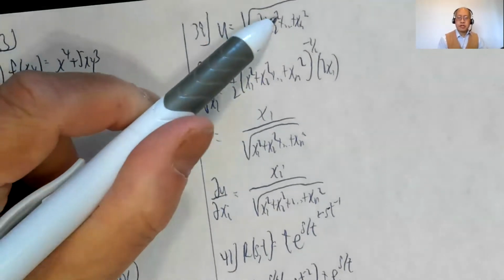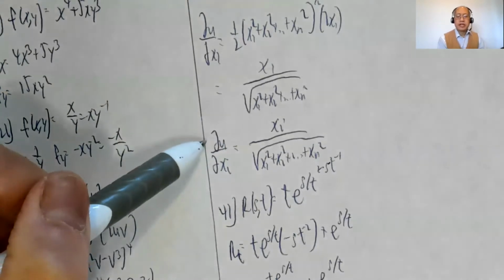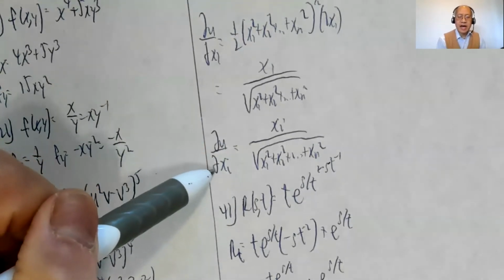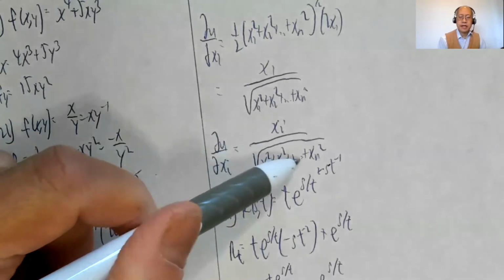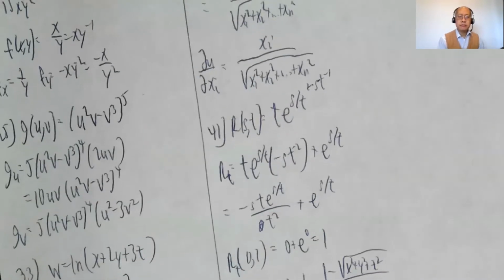And therefore, all the others work similarly. So I can say, in general, partial of u with respect to xi is xi over square root of x1 squared plus x2 squared plus dot, dot, dot, plus xn squared.